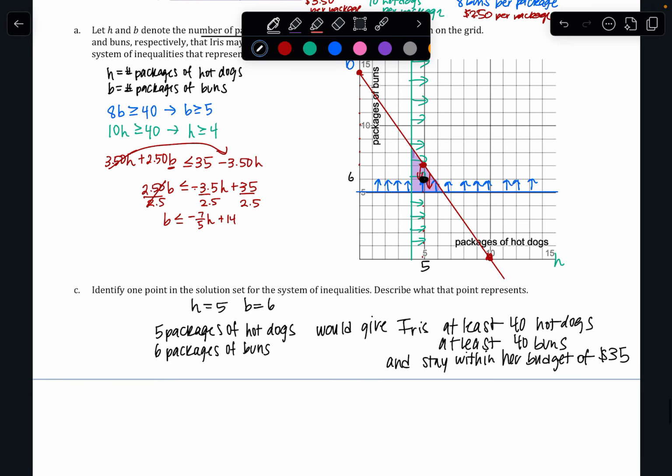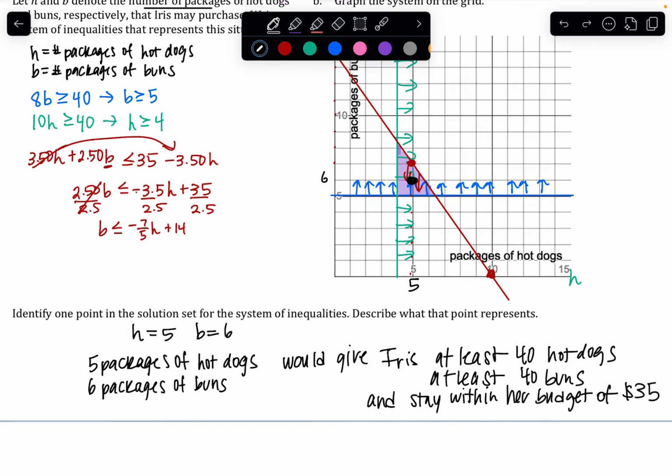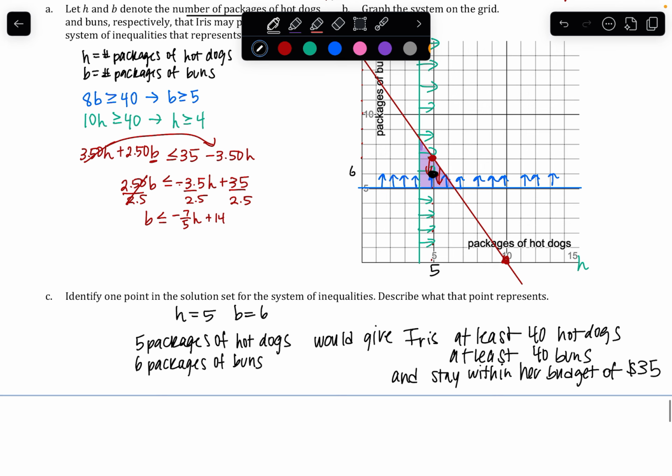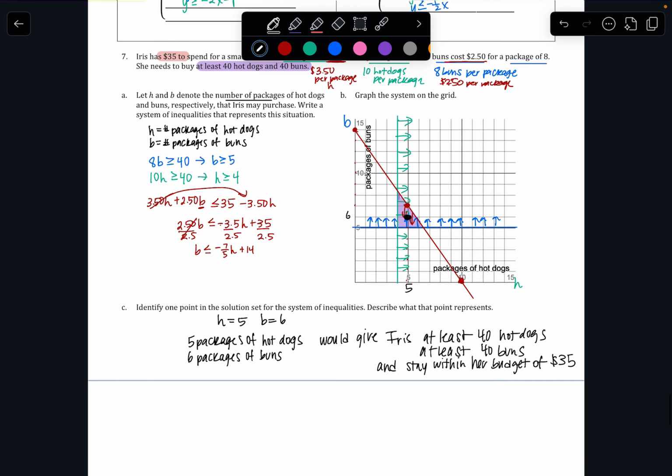Okay, and so if you land anywhere out here, you're either not going to have enough or you're going to spend too much money. And so she has to stay within the shaded region. And we want to pick whole numbers because she's not going to buy half a package. And so this is where this can be useful in real life.